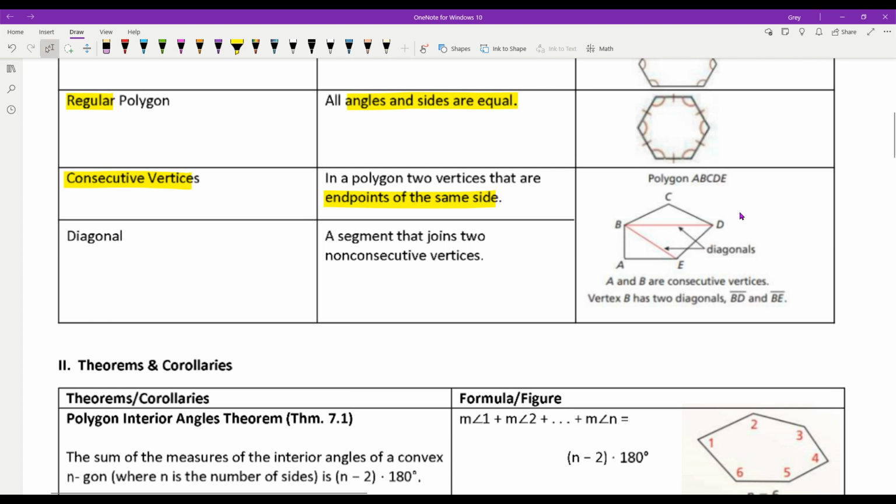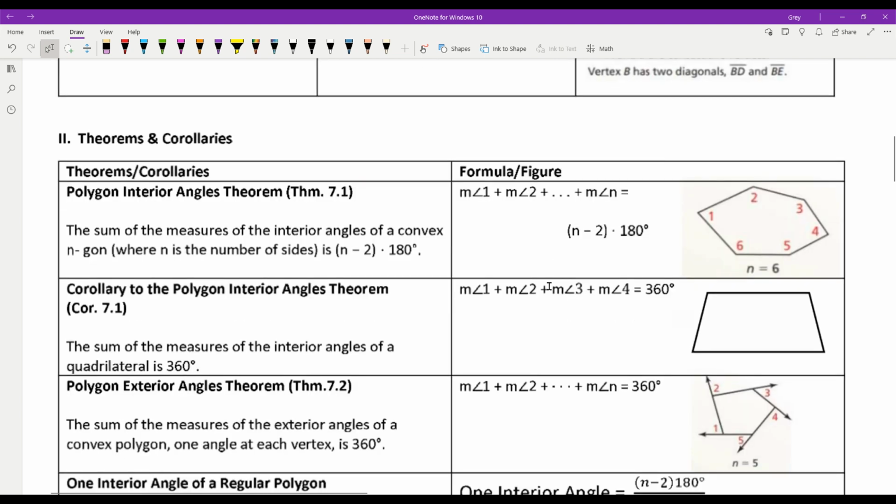And a diagonal, last but not least, important: a diagonal is a segment that joins two non-consecutive vertices. So you can see in this picture, segment BD and segment BE are diagonals.